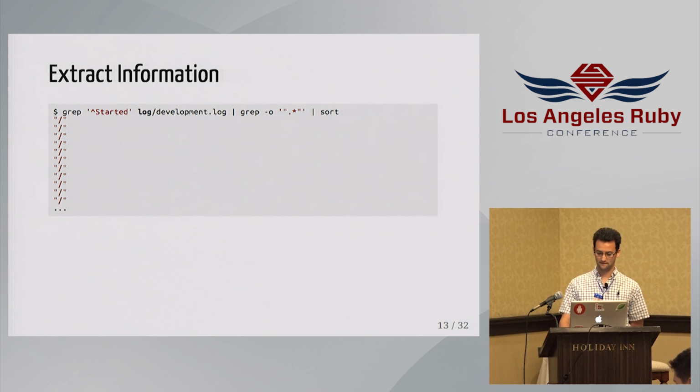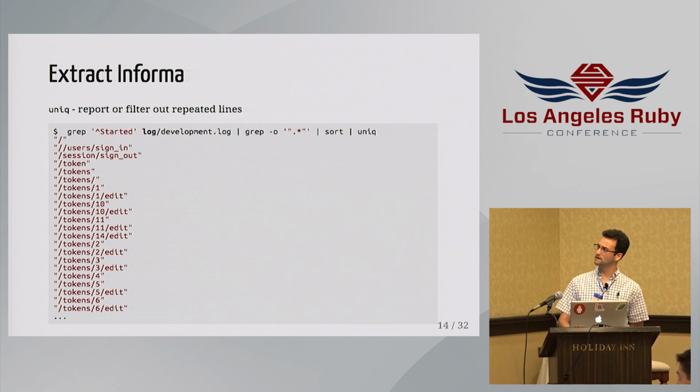It doesn't look like it's getting us much until we now pipe it to another program called uniq. What uniq does is report or filter out repeated lines. So that's why we needed to sort them, because uniq will take, if one line has already come before it, it'll filter it out. And this looks more like what we want. Right, so we have a list of endpoints in this application. Apparently, it's mostly about tokens.